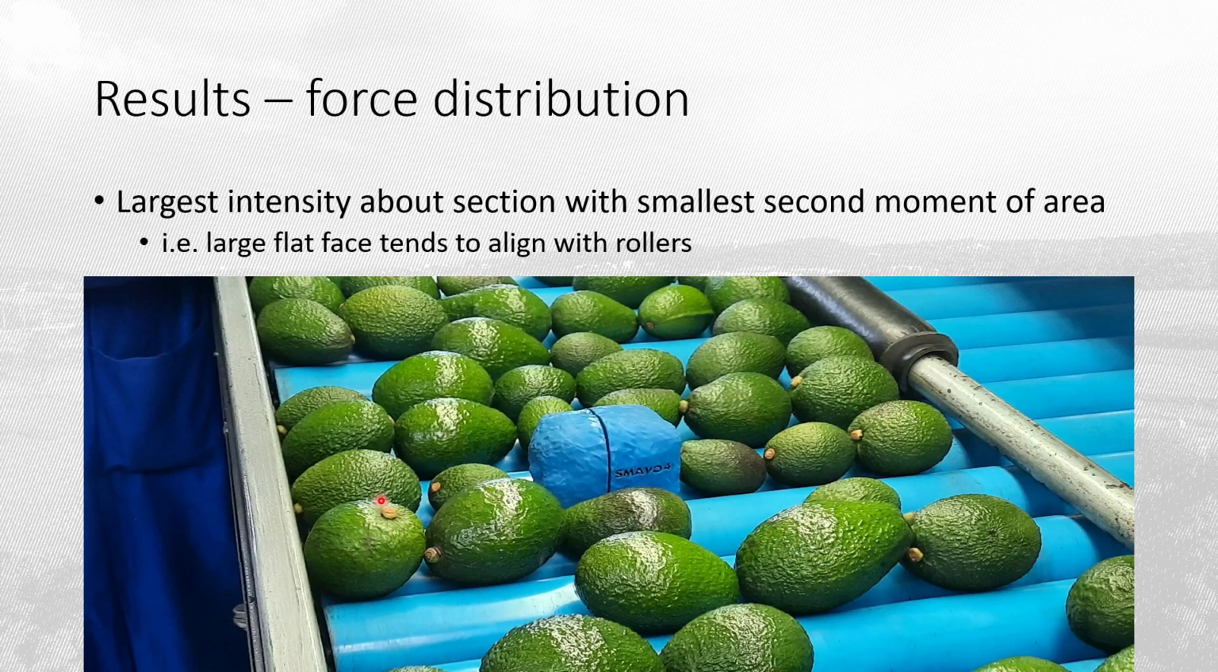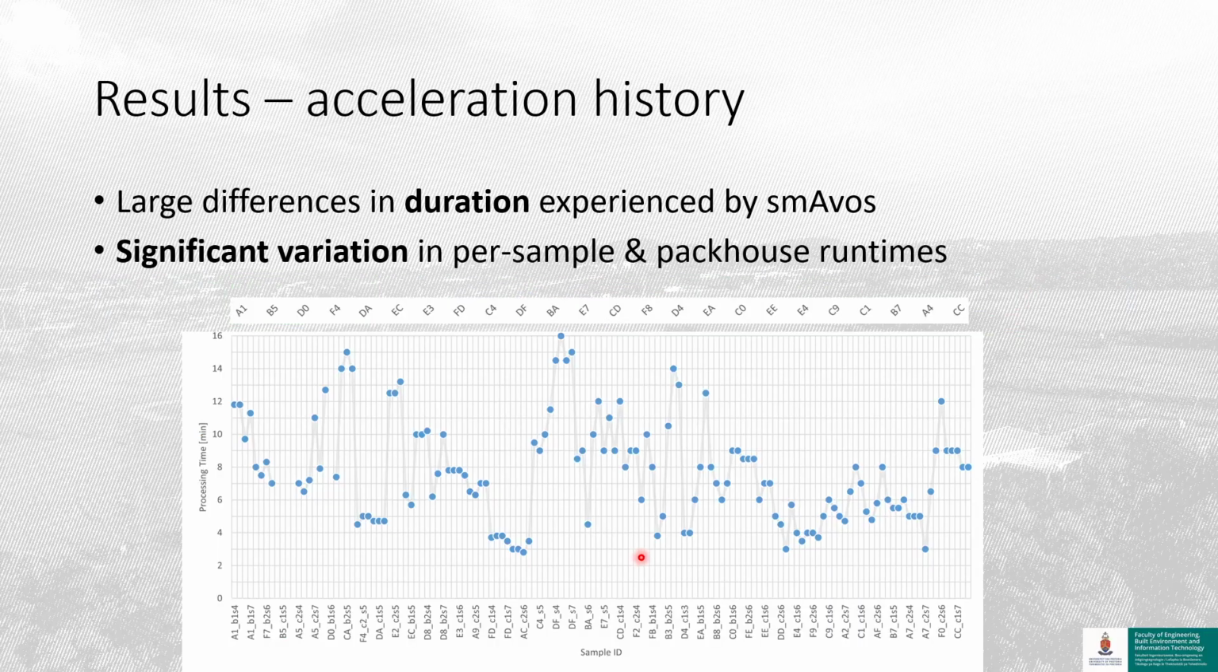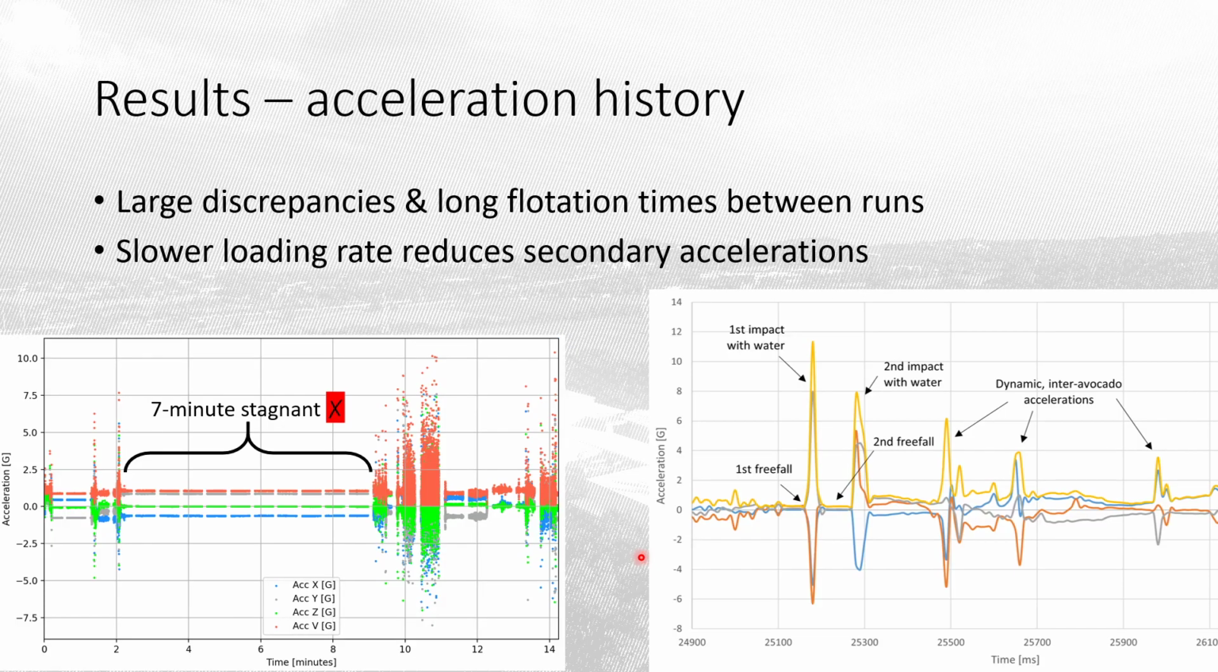The acceleration history for an optimized packhouse has a relatively short duration and a small acceleration amplitude. Compare this to the unoptimized packhouse, where we have a very large acceleration amplitude and a very long duration. We do not want to handle these avocados for a very long period of time and with a large amount of force. So the distinction between these two packhouses is clear. There's a significant variation in the acceleration history if we consider just the samples within a specific packhouse alone. So even just one packhouse, there is a significant amount of variation, contrary to what we expected.